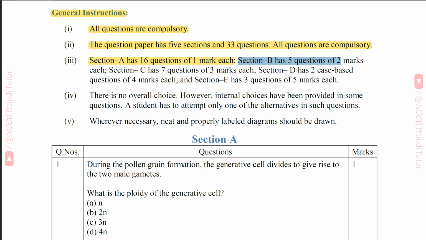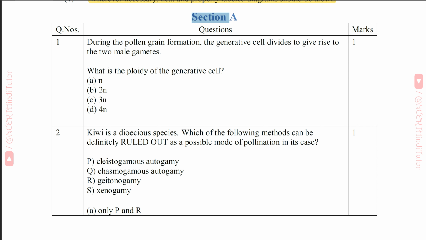Section B has 5 questions of 2 marks each. Section C has 7 questions of 3 marks each. Section D has 2 case-based questions of 4 marks each. And Section E has 3 questions of 5 marks each. There is no overall choice. However, internal choices have been provided in some questions. A student has to attempt only one of the alternatives in such questions. Wherever necessary, neat and properly labeled diagrams should be drawn. So let's start Section A.